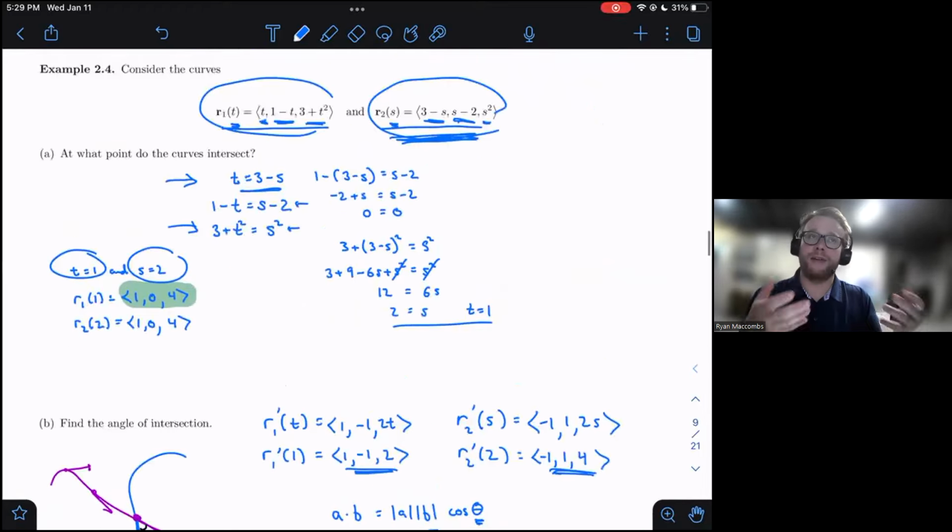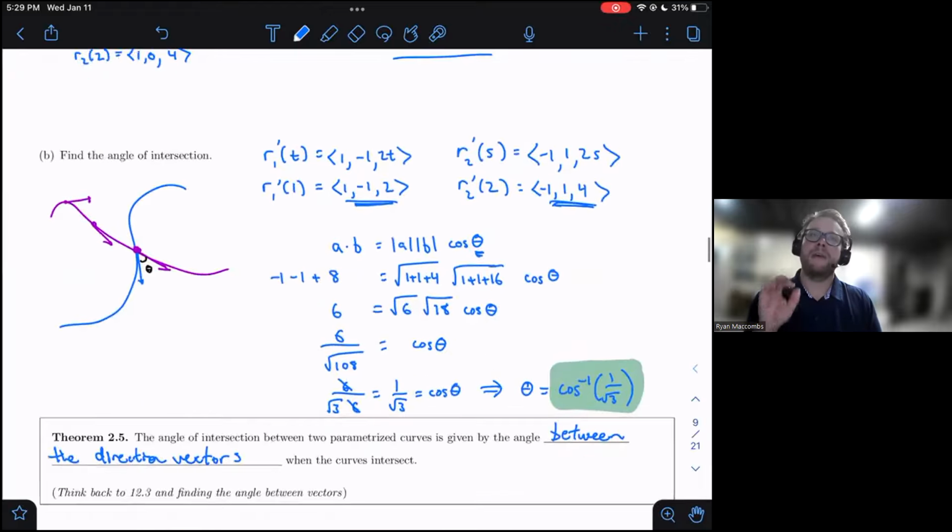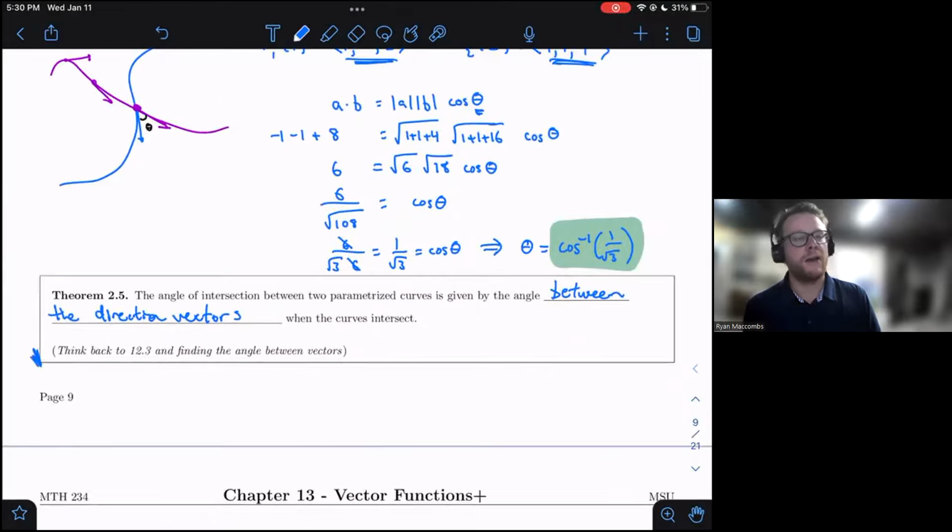So we need to know when they intersect, mainly at t equals 1 and s equals 2 in our particular situation, but you would need to solve for this, right? And then you would plug that in. That will give you the vectors. And of course, we know how to find the angle between vectors, right? So think back to 12.3 for finding the angle between vectors.